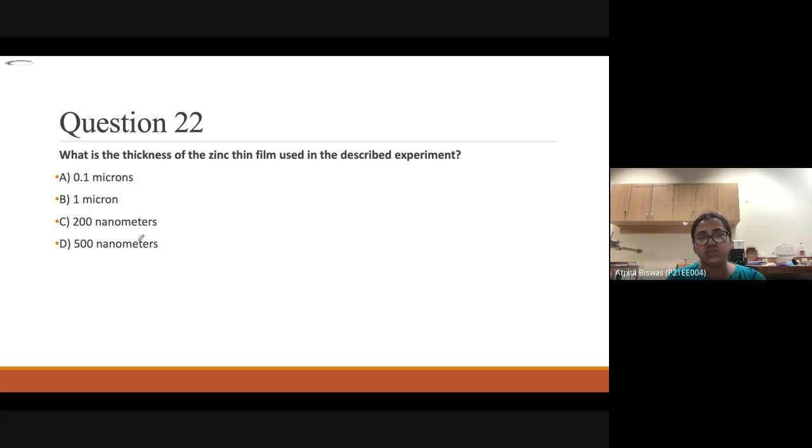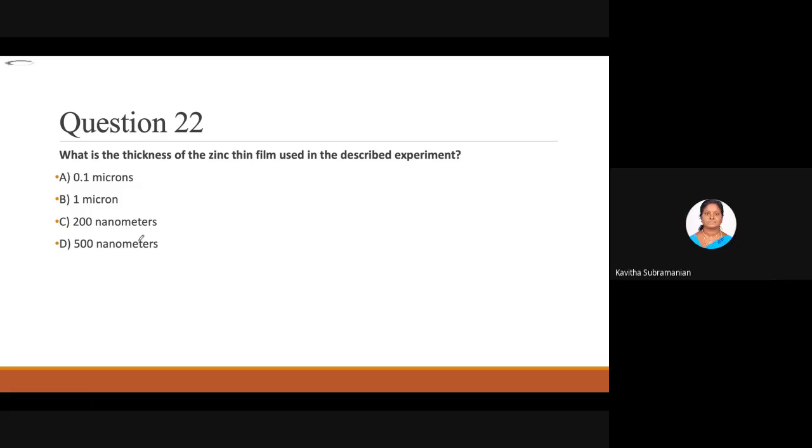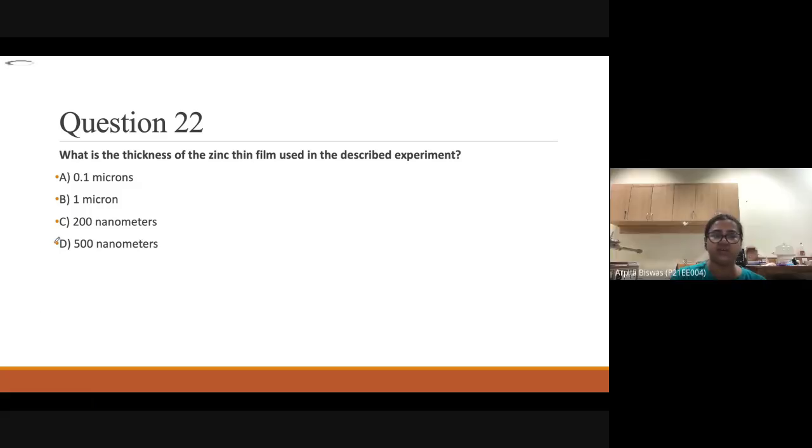So this is question number 22. What is the thickness of the zinc thin film used in the described experiment? 0.1 micron, 1 micron, 200 nanometer, and 500 nanometer. So what is the thickness of the zinc thin film used in the described experiment? 200 nanometer, ma'am. No, it is 500 nanometer.